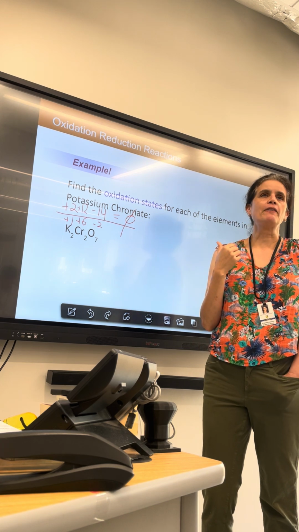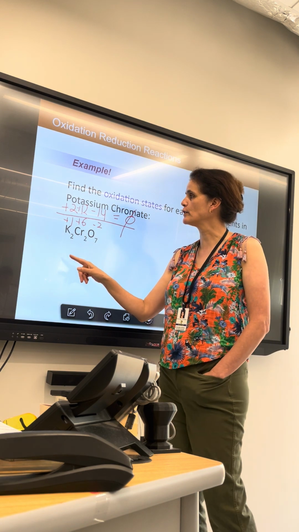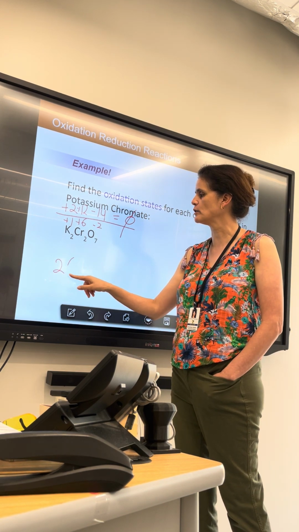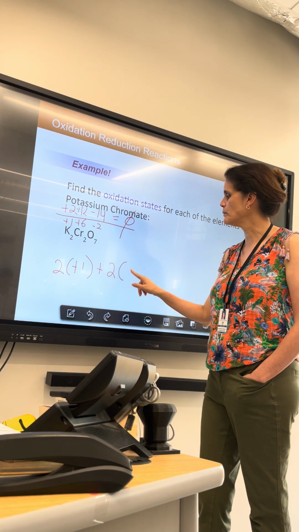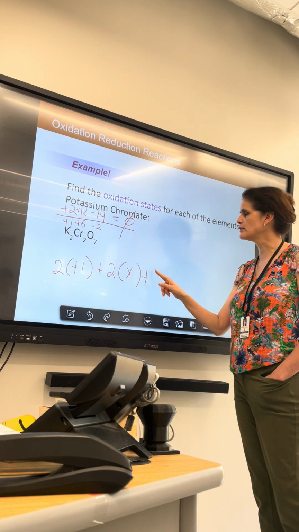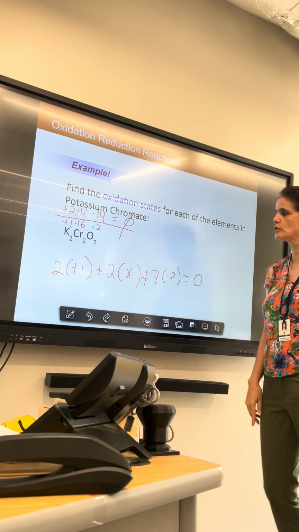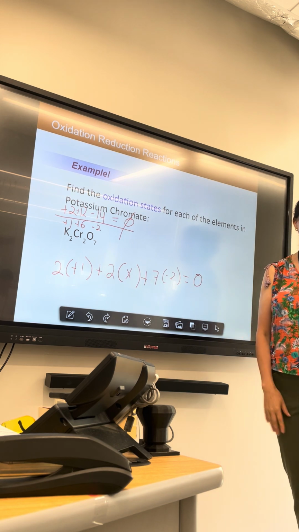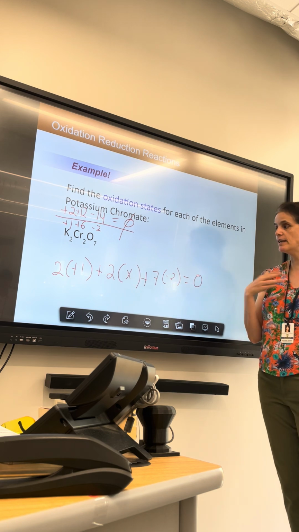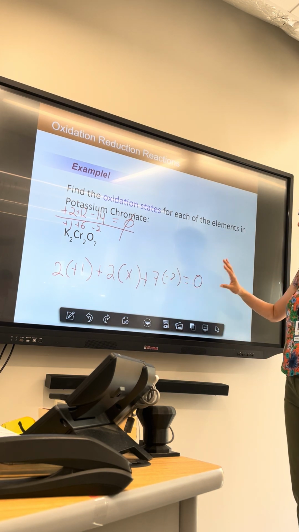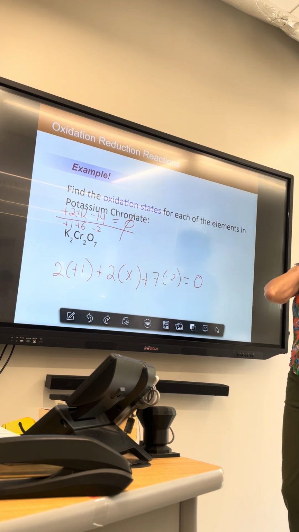Now, for people that find this difficult, there is a math, an algebraic way to do it. You multiply the atoms times the charges, so you have 2 potassiums times +1, plus you have 2 chromiums times x, plus you have 7 oxygens times -2, and all of that should equal 0. You can do it that way, or you can just look and see. It's up to you what you want to do. It's got to be equal to 0. Does that make sense?